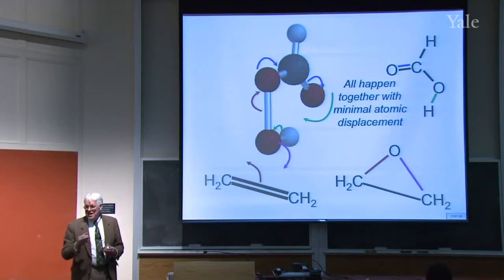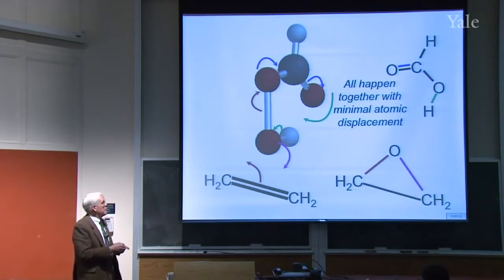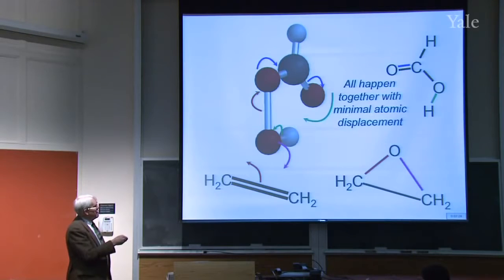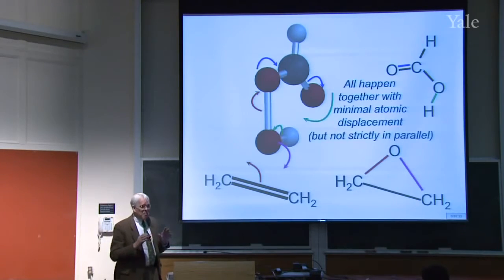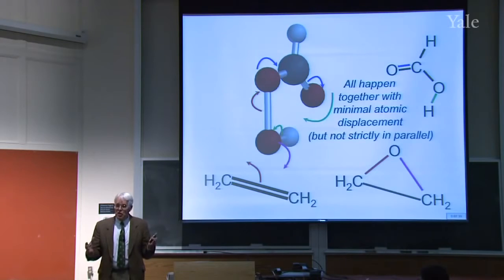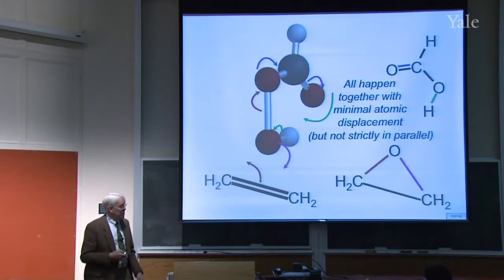right? It made sense looking at them one at a time, but in fact they can all happen at the same time, right? So you have minimal atomic displacement, and you go directly from this to transfer the oxygen atom and get that, okay? But they don't happen strictly in parallel. Just because they're all happening at the same time doesn't mean that they're all halfway done at the same time. Some are a little leading, some are a little trailing, but they're all happening together with minimal atomic motion.